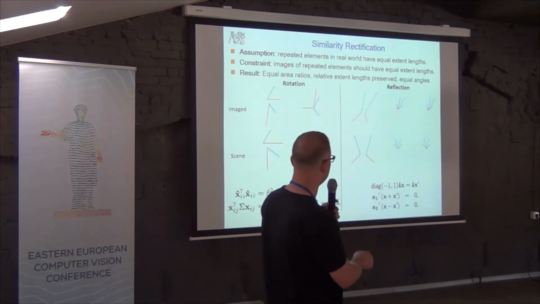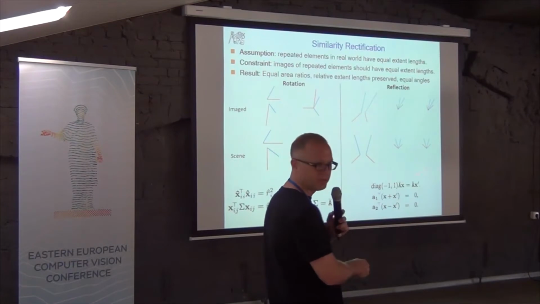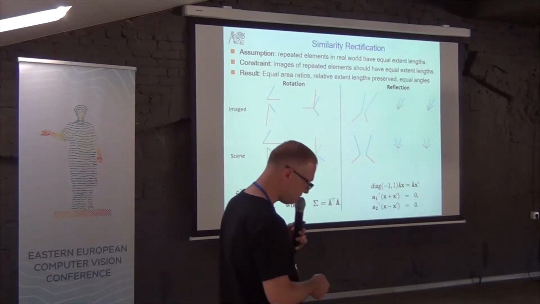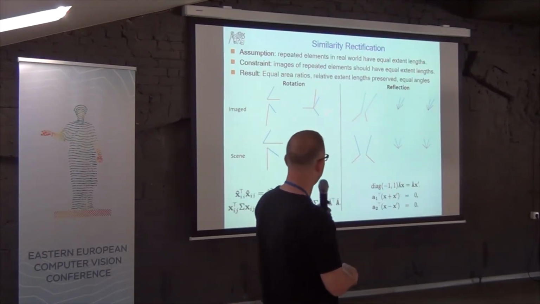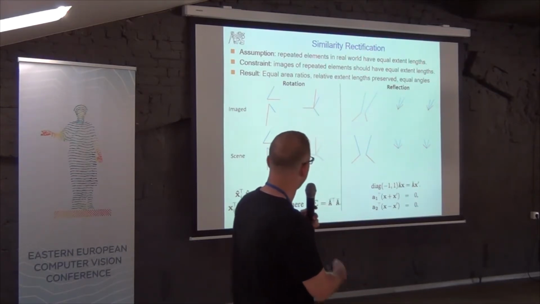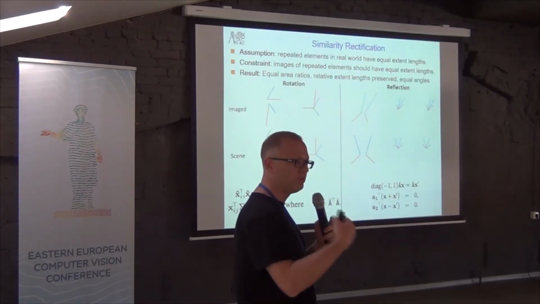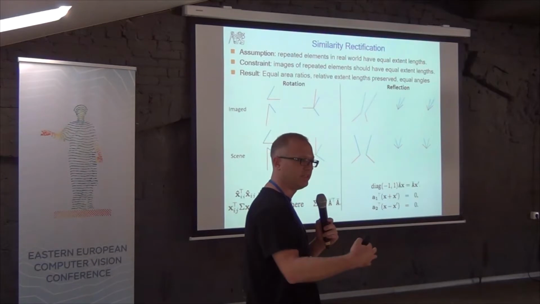And we search for a transformation that respects this particular constraint. Again, it's linear. So if we have translated pattern, reflected pattern, rotated pattern, we have a set of constraints we can use to reduce the ambiguity from image to scene.